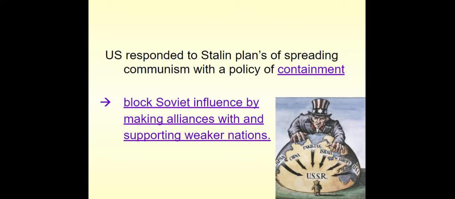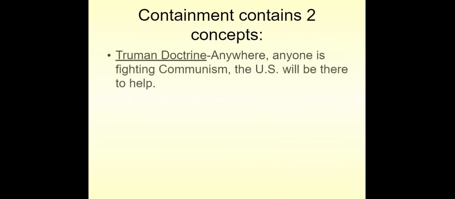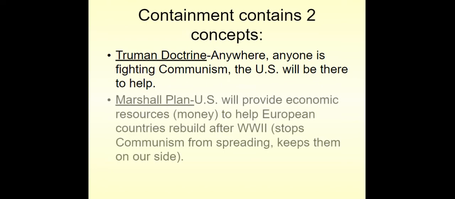Now, two very important pieces of this containment plan, and again, be sure you get these down. If you're following along on the worksheet I gave you, there's not room on it. They're not going to be on the worksheet. So try to put them in the margin somewhere or something like that. But there's two very important pieces of this containment policy. One is the Truman Doctrine. The Truman Doctrine says anywhere anyone is fighting against communism, we will be there to help. That is what the Truman Doctrine says, is that anywhere anyone's fighting against communism, we're going to be there to support them. A good example of this is the Marshall Plan.